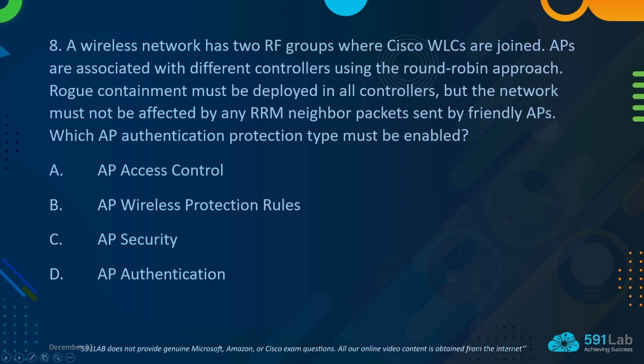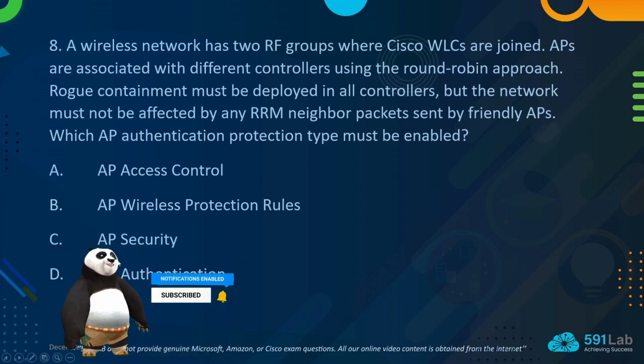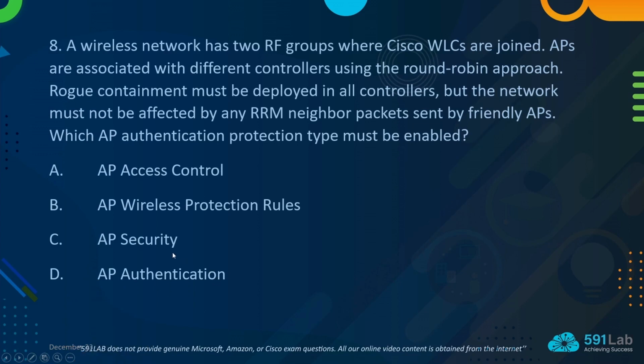So are we going to use AP access control? No, because it's not helpful in this situation. We're talking about RRM neighboring. We're not talking about anything like security. Also, security and authentication is not helpful. If we have any security issue over the Wi-Fi, we're definitely going to use the AP wireless protection rules.